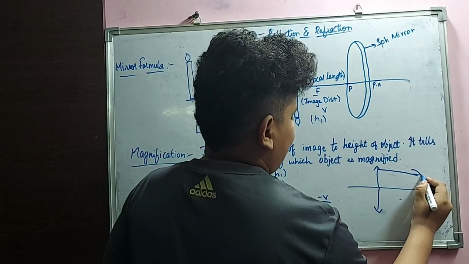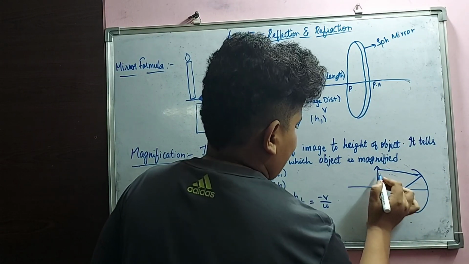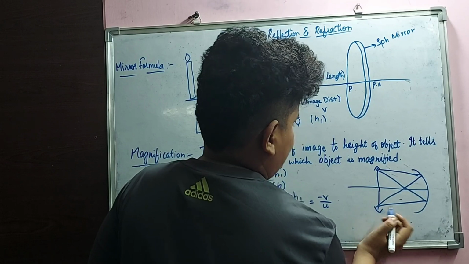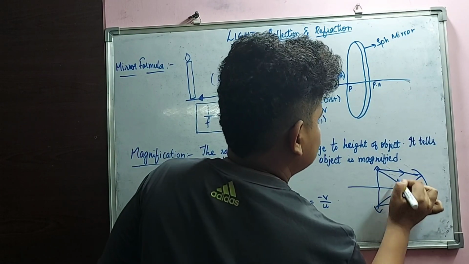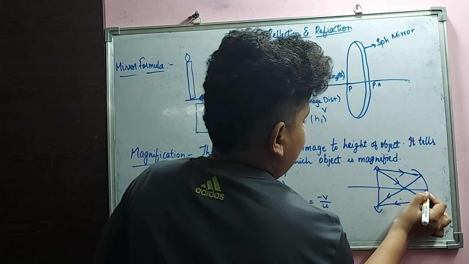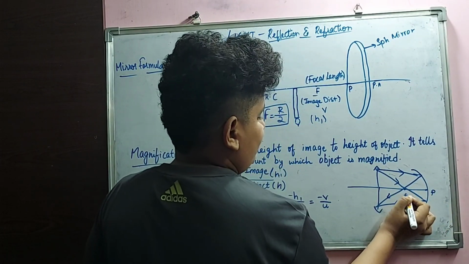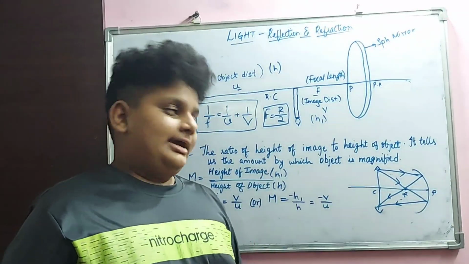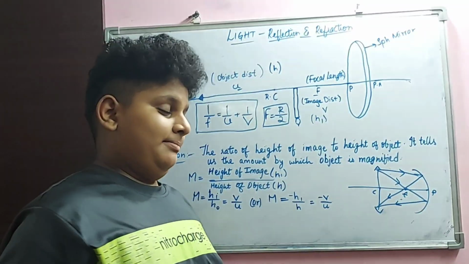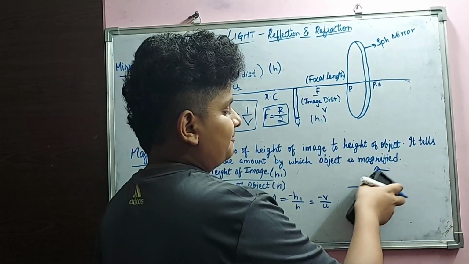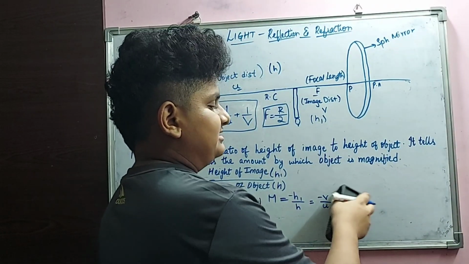Here is the incident ray and this is the reflected ray. Here is the incident ray and again here is the reflected ray. Here is another incident ray, and these both are reflected. Here this is the pole, this is the focal length, and this is the radius of curvature. These are the three diagrams for the concave mirror. Now let's see the diagram for the convex mirror. There is only one single diagram for the convex mirror. Let's see that.